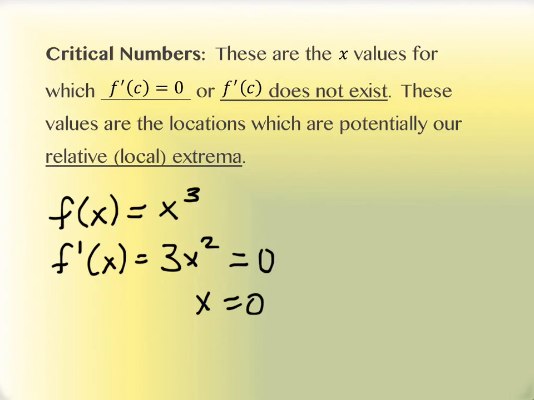So this would be a critical point. It is a location where the derivative equals 0. However, we know based on the graph that it's actually not a relative extreme point. The graph looks like this. The location that I'm talking about has in fact a slope of 0 here, but it isn't a relative extrema. The point that I just found is a critical point, which means it might be a relative extreme point. It's a testing point.